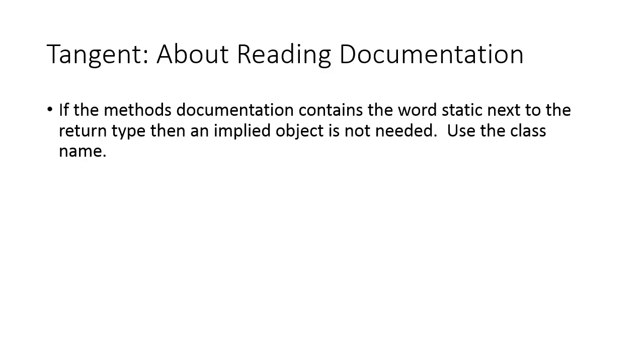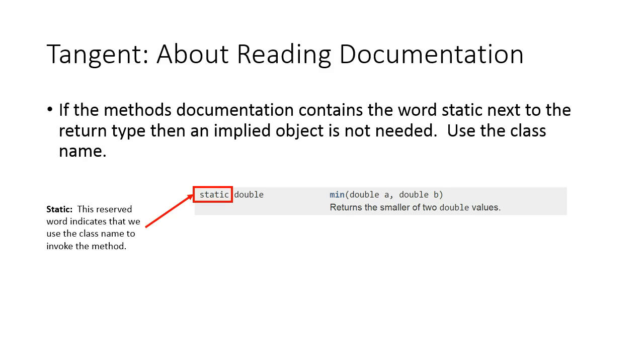So let's have a little tangent here about reading documentation, and specifically about the word static. We've talked about this before, but it's always good to come back and revisit these ideas. So this is a method in the Math class, and what we notice is the word static is next to the return type. What this means is that we don't need an implied object to execute this method. So if we don't need an implied object, we invoke it with the name of the class. So if min is a method in the Math class, we go Math.min.